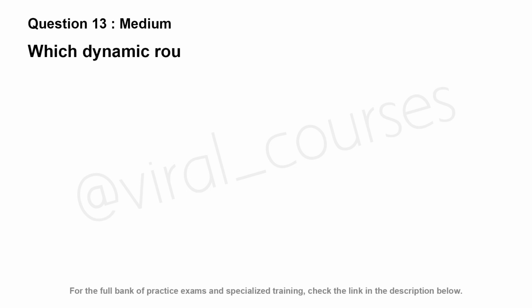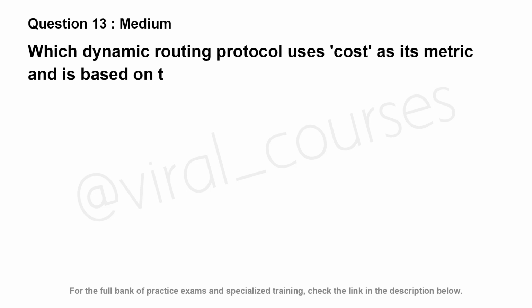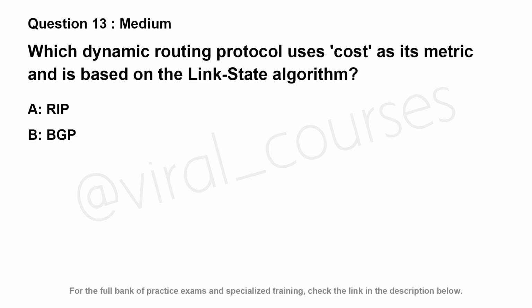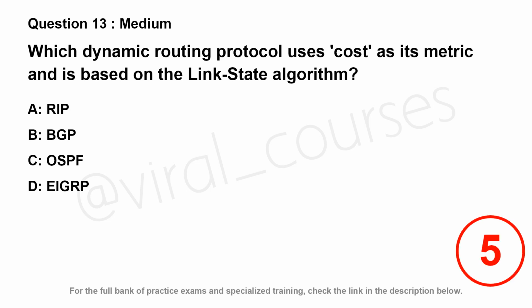Which dynamic routing protocol uses cost as its metric and is based on the link state algorithm? Option A, RIP. Option B, BGP. Option C, OSPF. Option D, EIGRP.